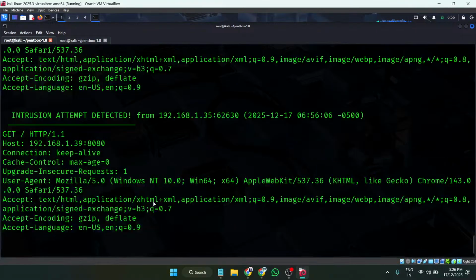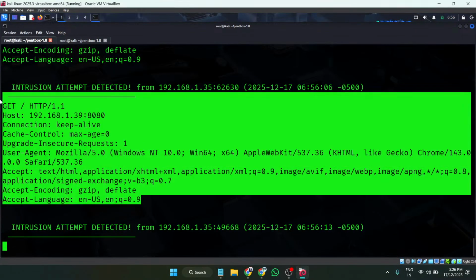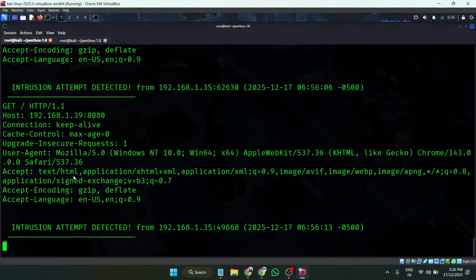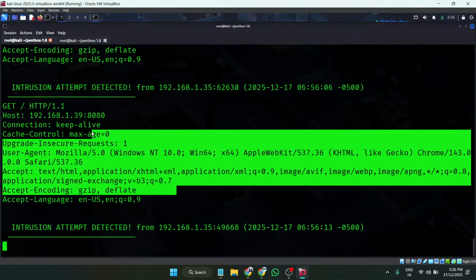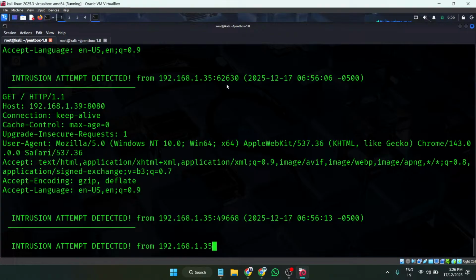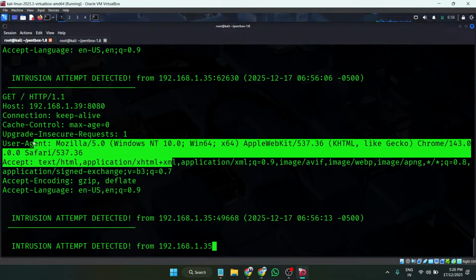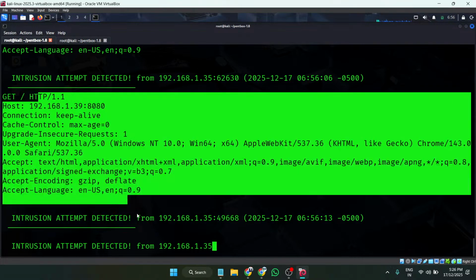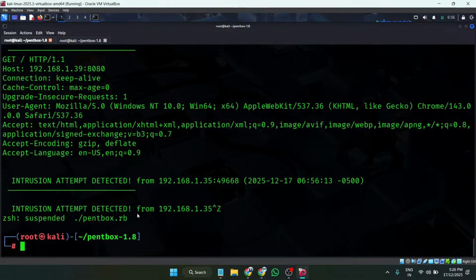Okay, never mind. Here you can see, but it's not showing anything. Okay, host 8080, there is an intrusion, but it's not showing that message. I'll show you that message as well that we have inputted. Here you can see it's a detection again from 1.35. That is my Windows IP on the port. It tried to connect. Here you can see that. And again, the user agent and upgrade insecure request, etc. Here everything is. Okay, I've suspended it.